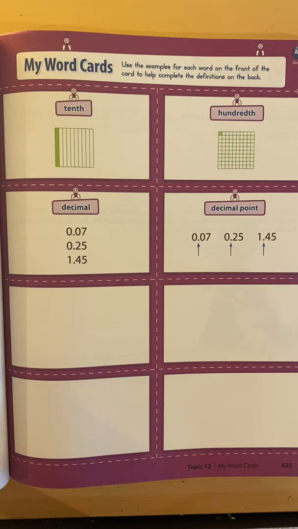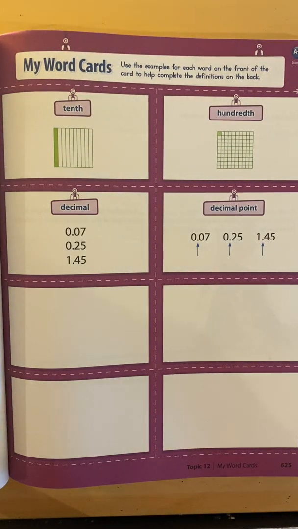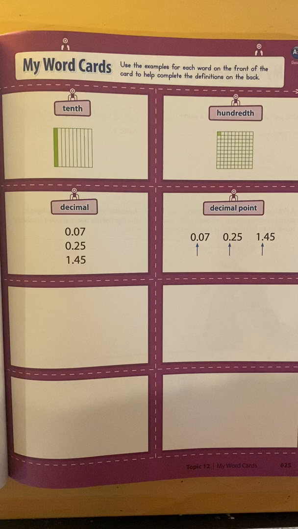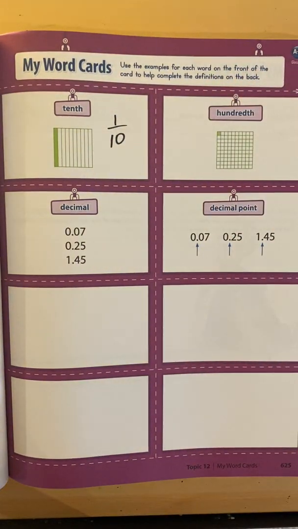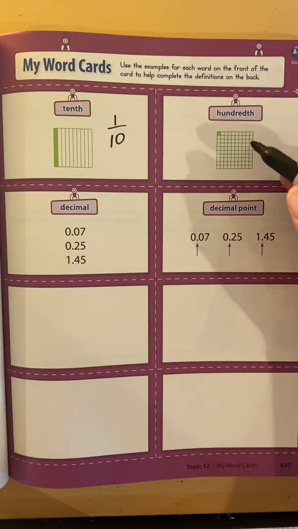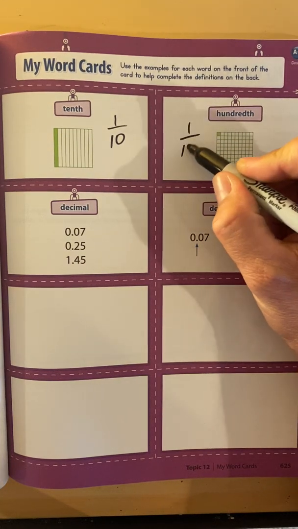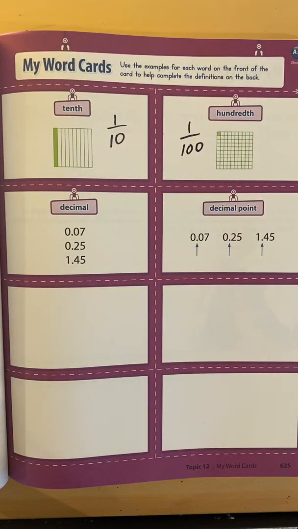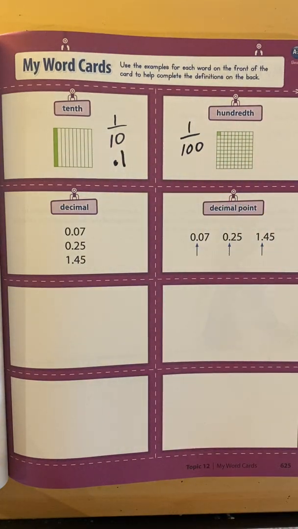If you look at these two pictures, you can see that this first shape has been split into 10 sections, okay? So it's a tenth, just like a fraction. You could write that as 1/10. This one over here is 100 pieces, and 1 out of 100 you would write as 1/100th. The way that would look with a decimal point would be this. That's 1/10.